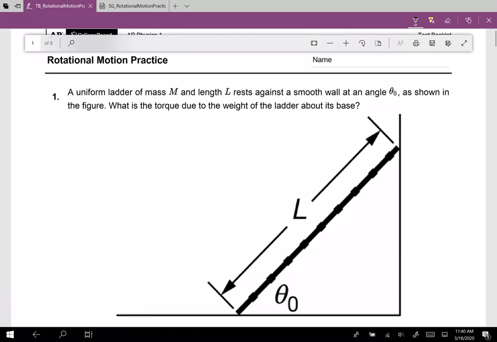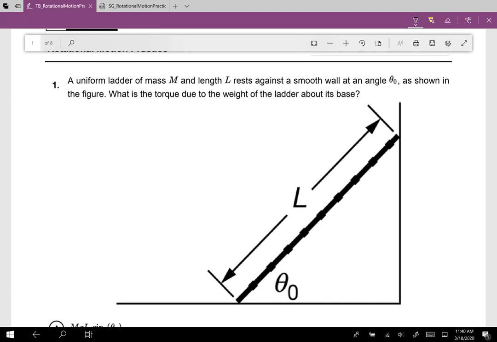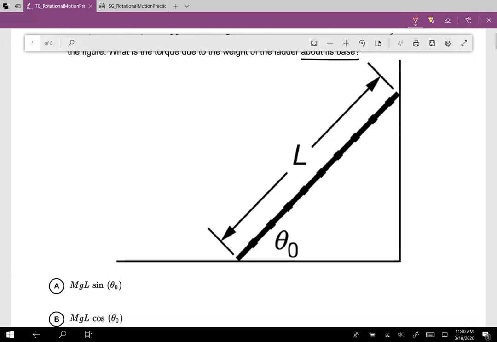Alright, so the first thing we have to do is clue in on these code words that they're using. We want to know something about the ladder about its base. That means they want us to treat the base as the pivot point. So we're going to say we are pivoting around the base of the ladder right over here. Everything is going to pivot around there.